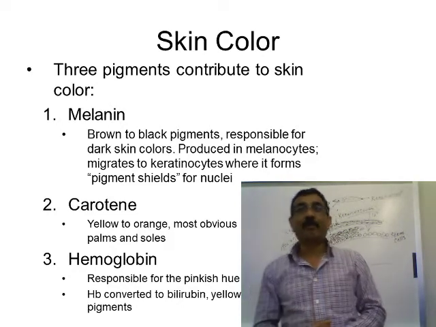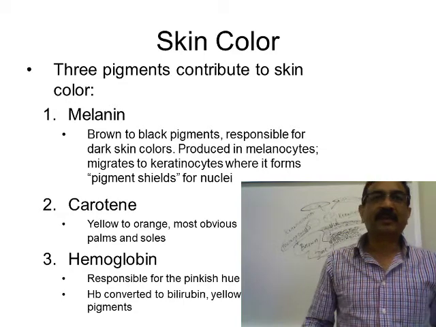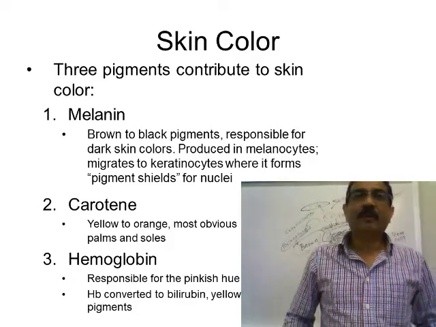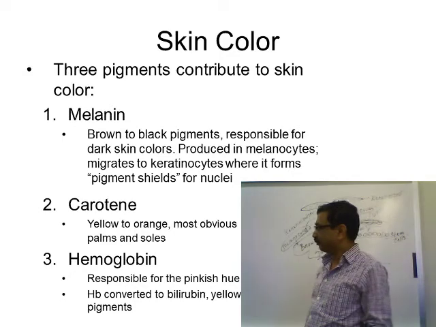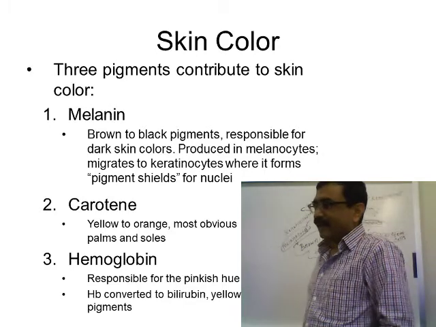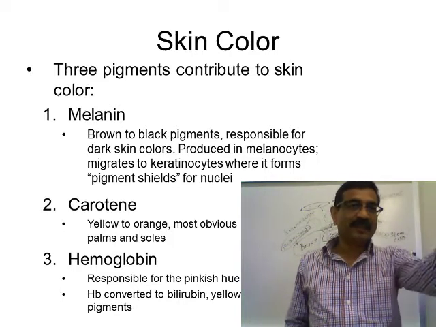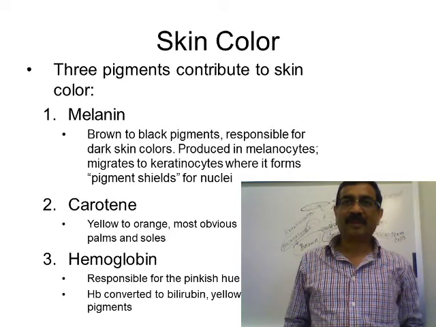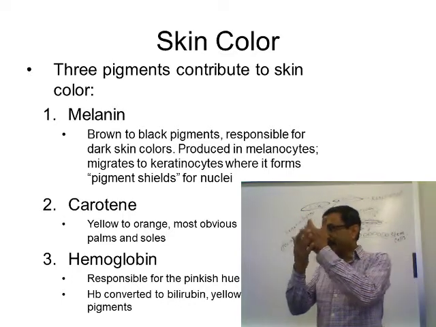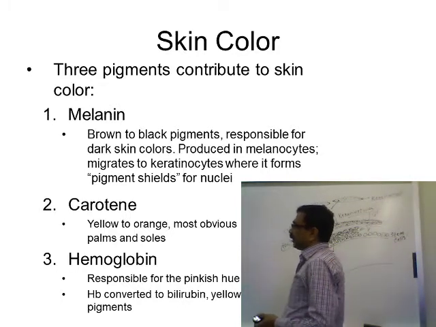You know that in the blood, the pigment called hemoglobin is responsible for the red color of the blood. So, more hemoglobin, more blood flow will make the skin color reddish. Less hemoglobin, less blood flow will make the skin color pale. And that is one way that, by looking at the skin color, the doctors can tell, right? Or we can say that this person has less hemoglobin, anemia, if the color of the skin is pale. So we know that hemoglobin also contributes to the skin color. Okay.